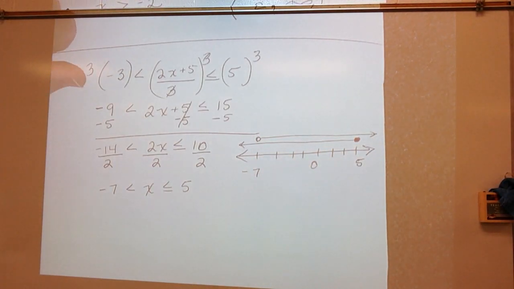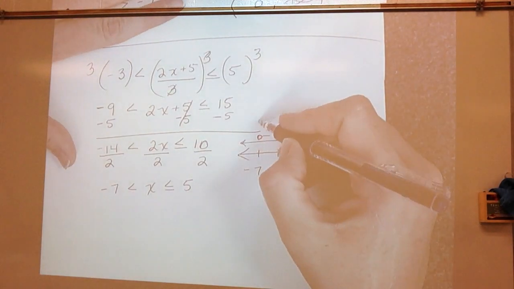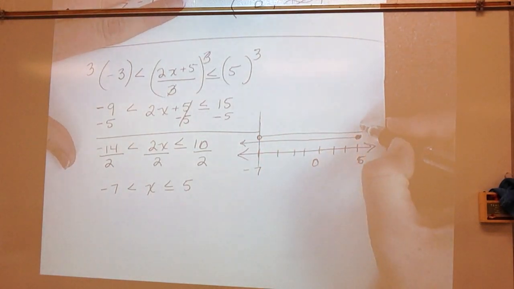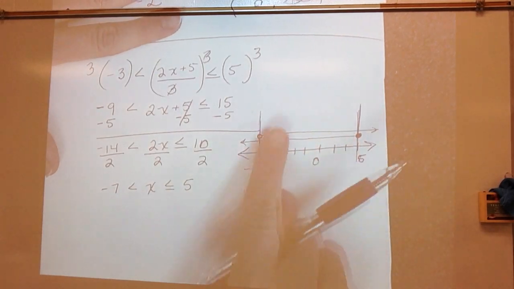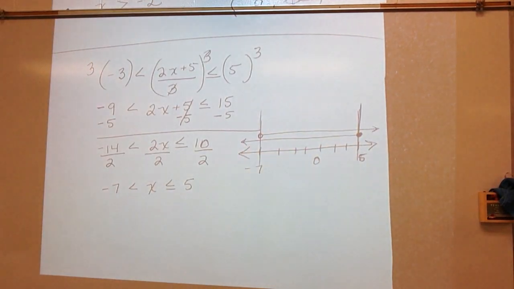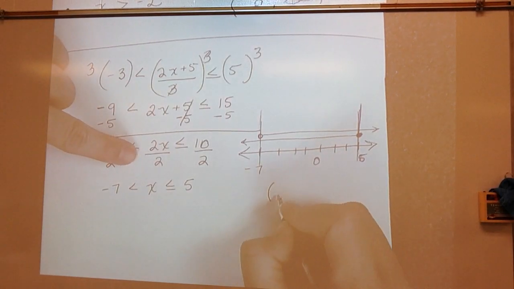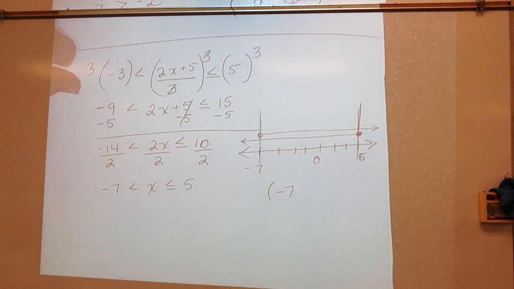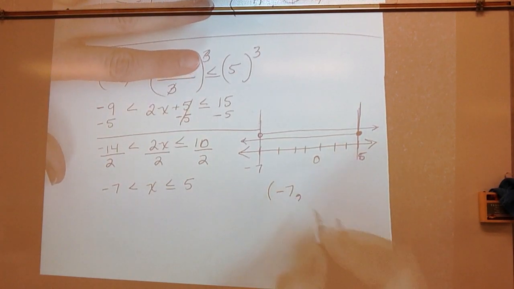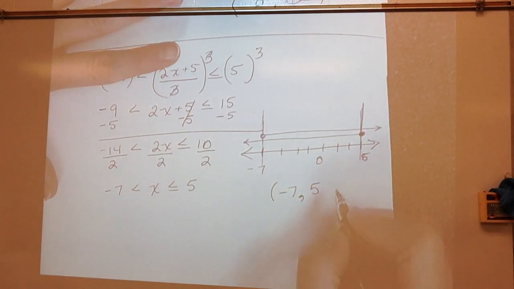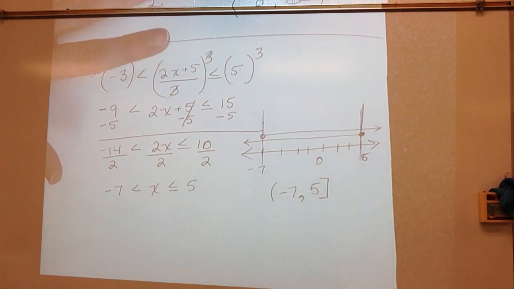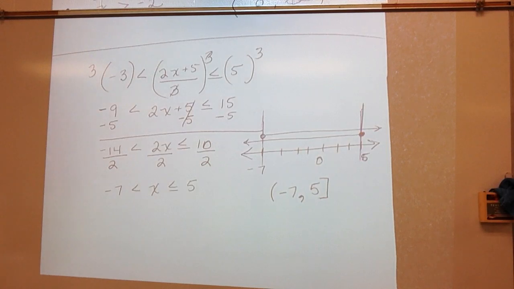So in order to write this, I need to look at everything that they have in common. So my solution set is going to be everything that they have in common in the middle. Now, let's think about this. I'm starting at negative 7, but negative 7 is not included. And this time I'm not going to infinity. I'm stopping at 5, but 5 is included. So my solution set would look like this.